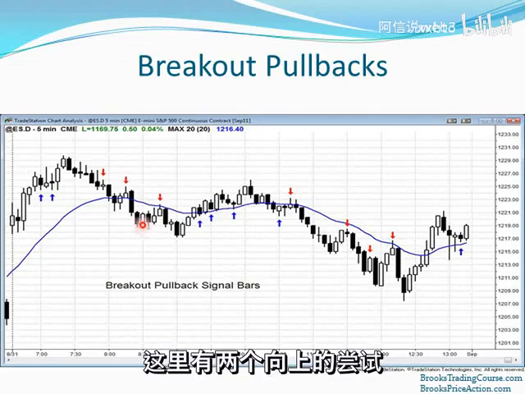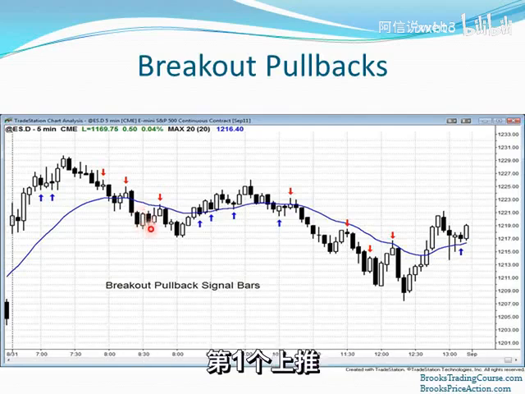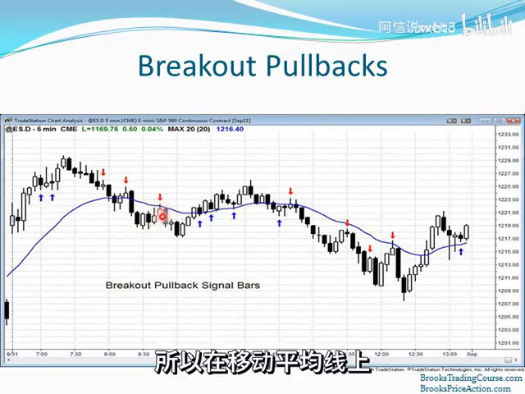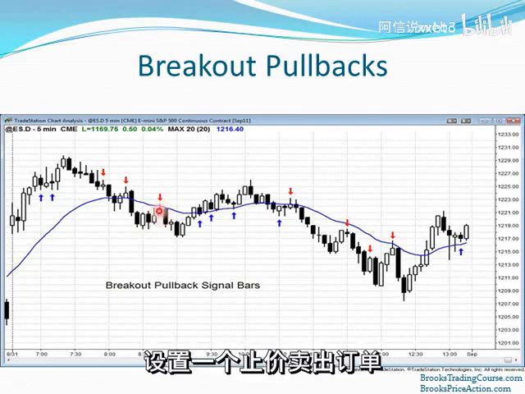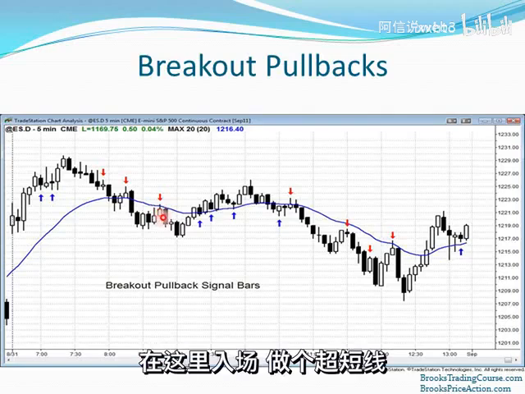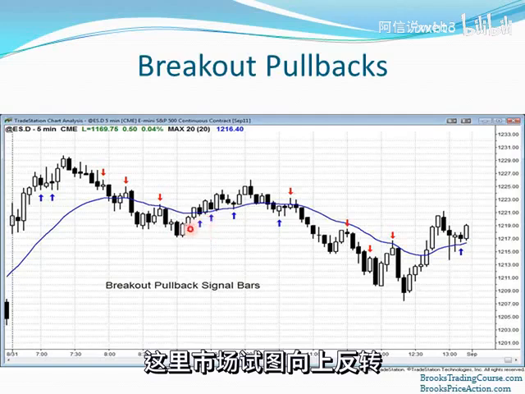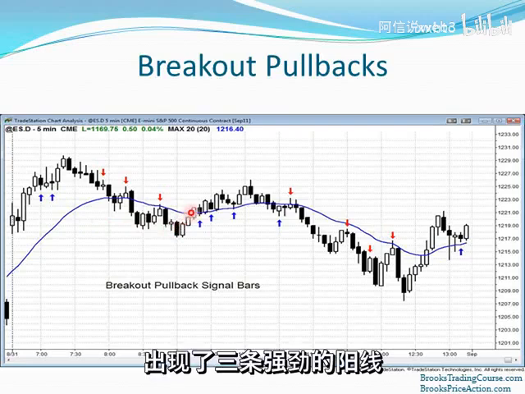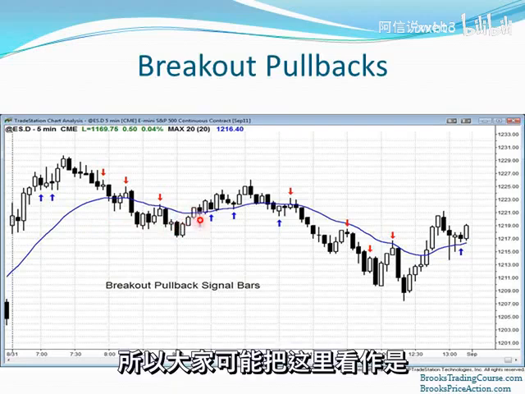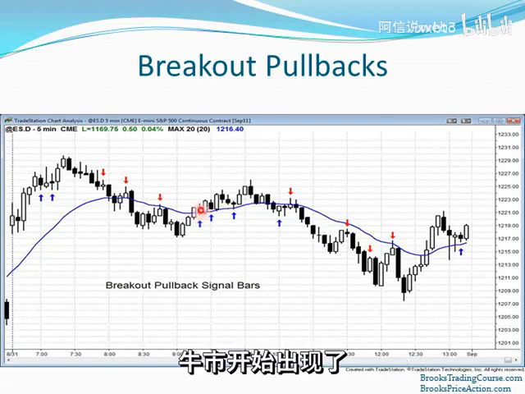Here we have 2 pushes up, a push up here, and then down, push up here. So you get a low 2 short at the moving average. Traders will place a sell stop at 1 tick below the low of that bar, and they'll get filled here for a scalp. Here we're trying to reverse up. Maybe we're getting a double bottom with the low of the day. We have 3 strong bull bars. So it's possible traders will view this as a new bull.